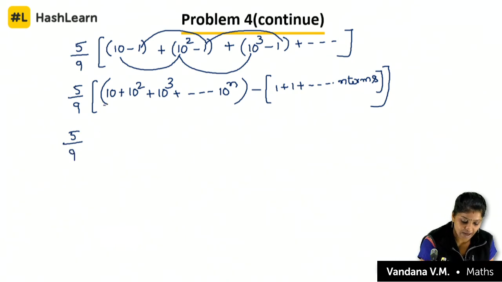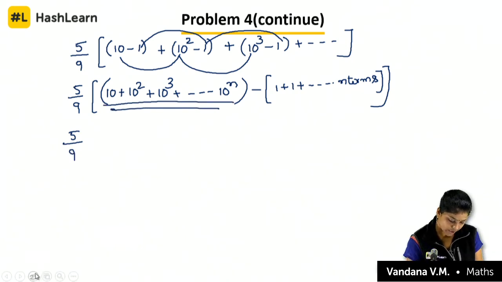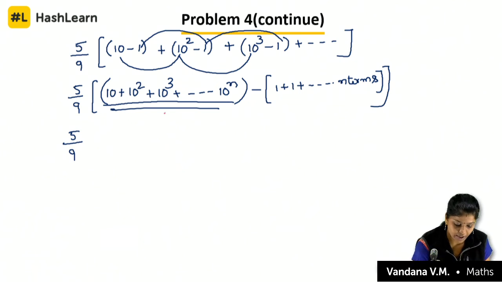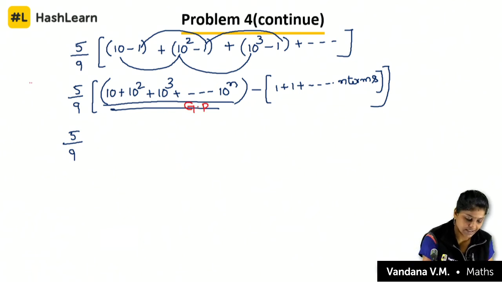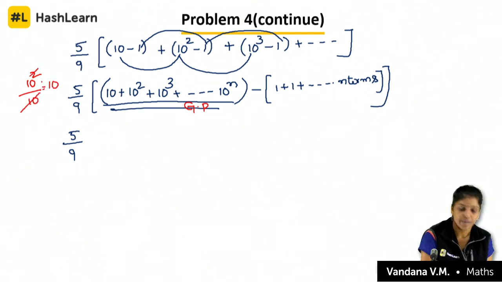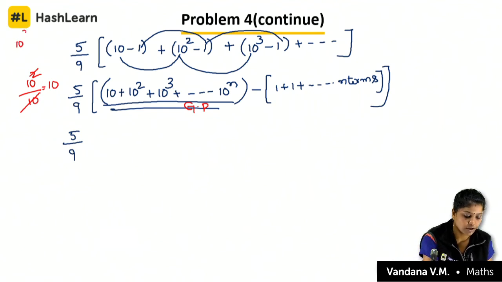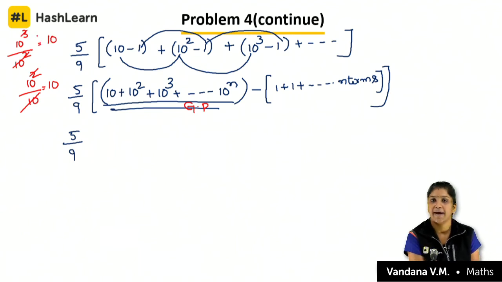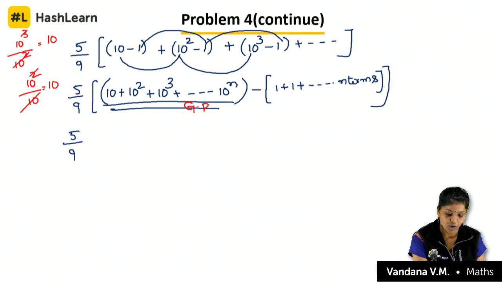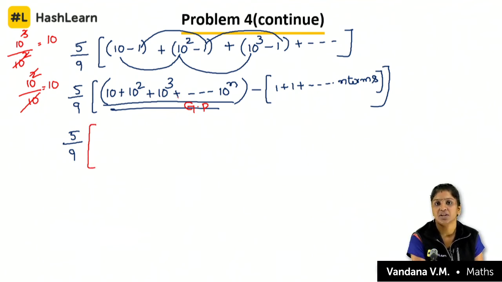Now what will happen? Whatever I got now follows the geometric progression. If you want, see the second term is 10 square by 10. 10 will get cancelled. My common ratio is 10. Otherwise, you take the next third term: 10 cube divided by 10 square. 10 square cancels with the square and I will get 10. Everywhere the common ratio is the same. It is following the geometric progression. I know the sum of the terms. What is the formula in geometric progression?